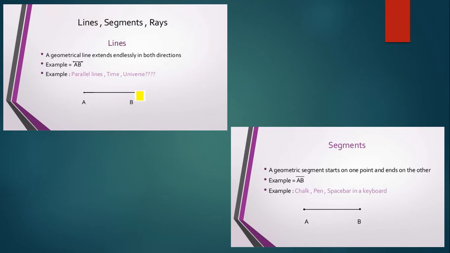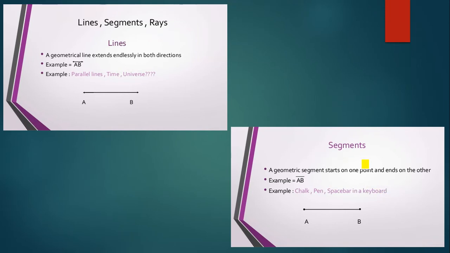You can see here an example, AB. So here you can see an example. A geometrical line extends endlessly, meaning in both of the directions you can extend it. Parallel lines can be an example of it.